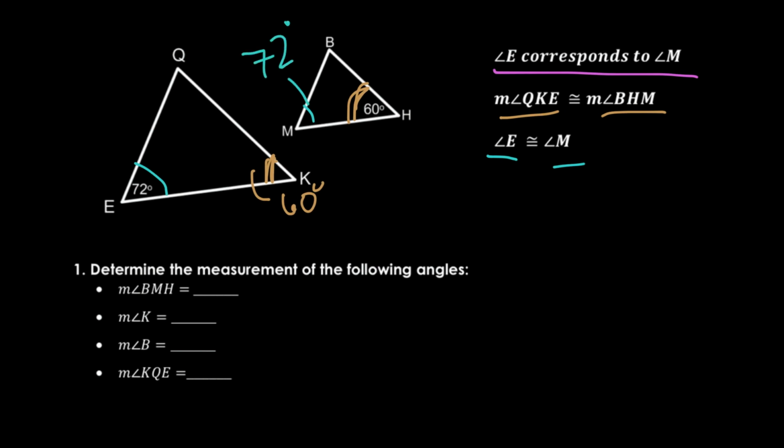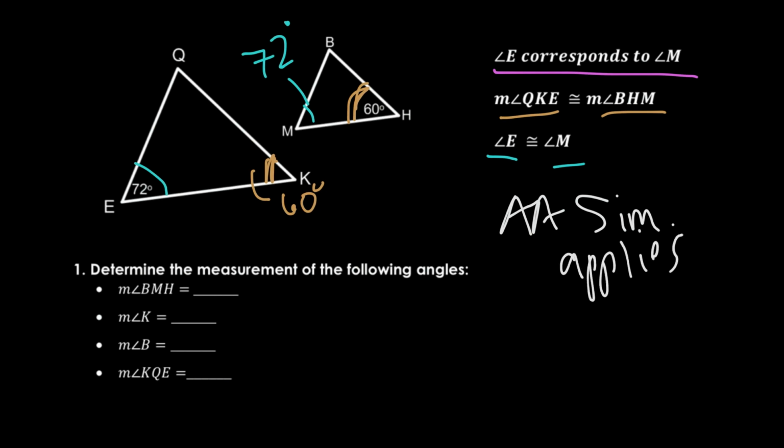And right here, I have two sets of corresponding angles that are congruent, so the Angle Angle Similarity Theorem applies. Meaning, I know that these two triangles are similar. So, once we know that, we can fill in the rest of this information pretty easily. The measure of BHM, we already did, is 72 degrees. The measure of angle K, we already did, is 60 degrees.